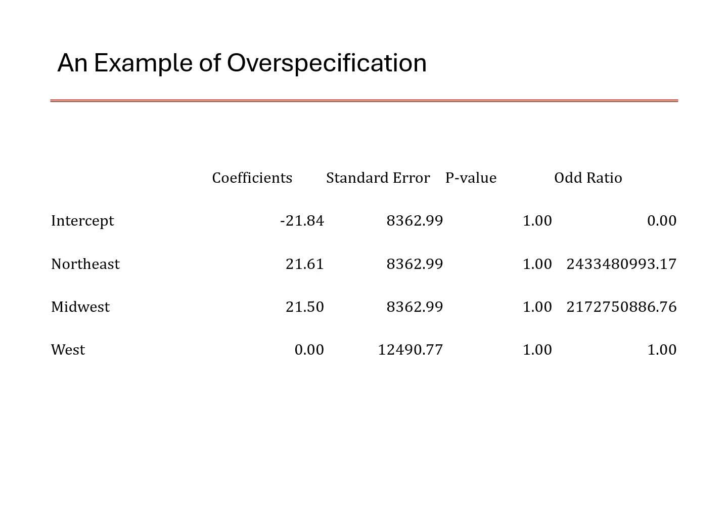On this page, we have an example of overspecification. What I used is the full variable block for region as my predictor. So Northeast, Midwest, and West are the portions of the variable block that I used, and then South becomes my reference category. What I want to draw attention to is the odds ratio, and look at that ridiculously large number.